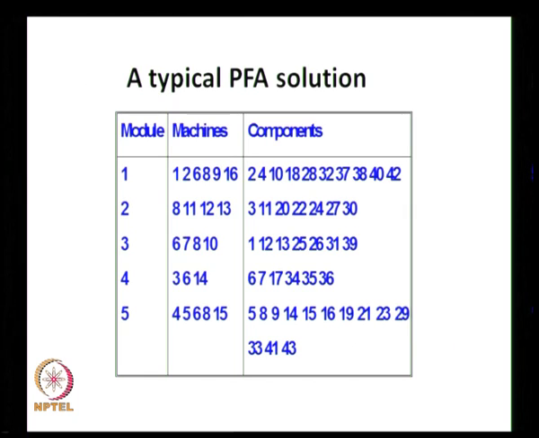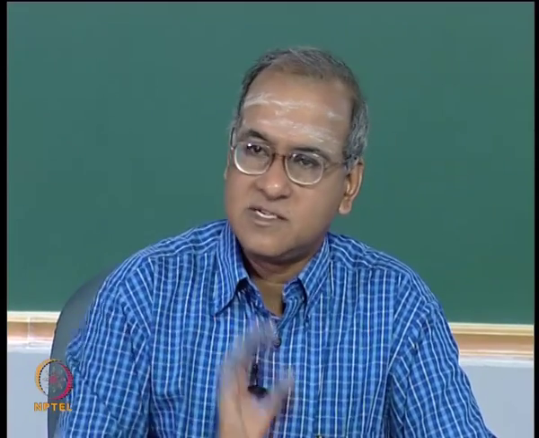Now, a typical PFA solution, we have seen this slide earlier in our example for the 16 machine 43 part example. A typical PFA solution will be like this. It will give the machines belonging to each group and components belonging to each group. So, at the end of the production flow analysis algorithm, we would get exactly how many groups we have, what are the machines that go to each group and what are the parts that go to each group.